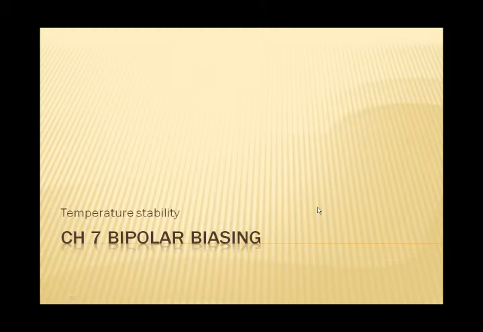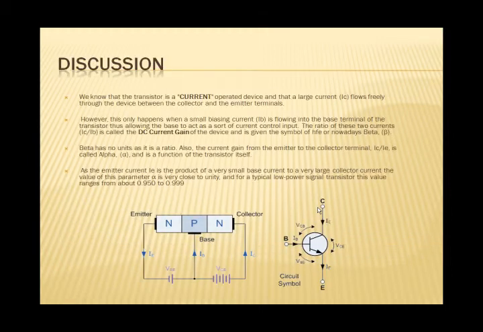The bipolar biasing restores even temperature stability. We know that there's current flowing in the device, on the PNP or NPN. However, it only happens when a small biasing current, IB, flows through the base terminal of the transistor. It is like a base, a sort of current control input circuit.